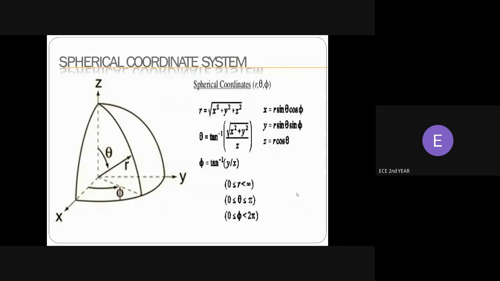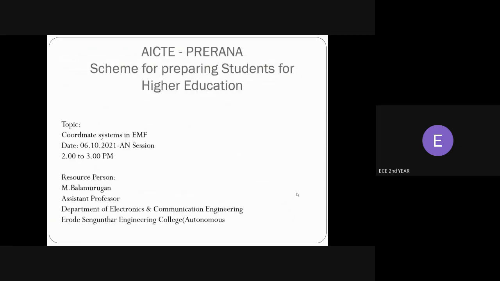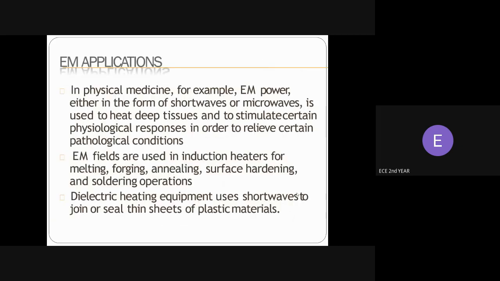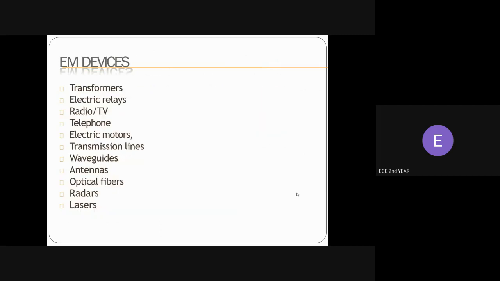Okay, let us summarize the things we have seen so far. Initially, we started with what is electromagnetic field, and what is the importance of electromagnetic field in different types of applications, and some practical applications, like 15 applications are given here. Those devices work under the electromagnetic principle.